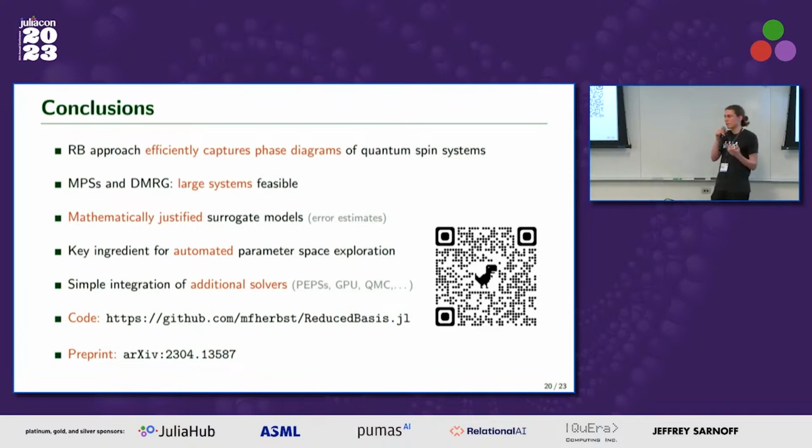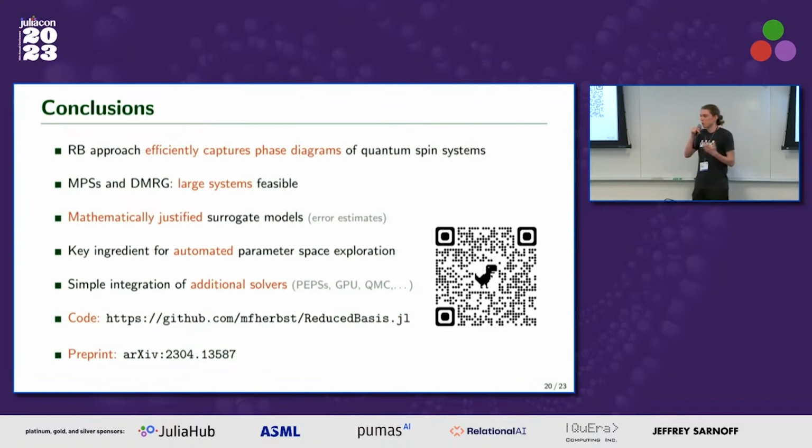What's also cool is that these surrogate models, these reduced basis models, are mathematically justified in the sense that we build on top of mathematical theory that's been around for quite a while, and we have error estimates and so on. One could also imagine building from this an automated parameter space exploration for Hamiltonians where the phase diagrams are known. And of course, you can also simply integrate the solver of your choice.